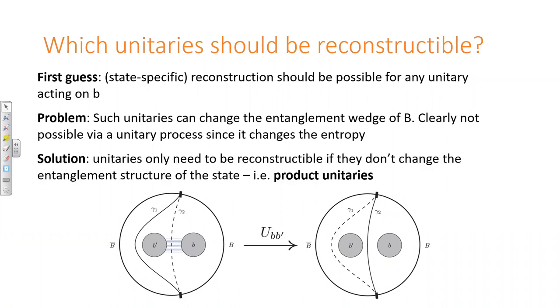Okay, so the right answer instead is that we should only require unitaries to be reconstructible if they leave the entanglement structure of the state unchanged. Because if they leave the entanglement structure of the state unchanged, then they won't change little b, and you can trust that it all makes sense and is consistent. Okay, so what are those unitaries? They're just product unitaries on all the little subsystems that lie within little b. Okay, so that's going to be our definition.